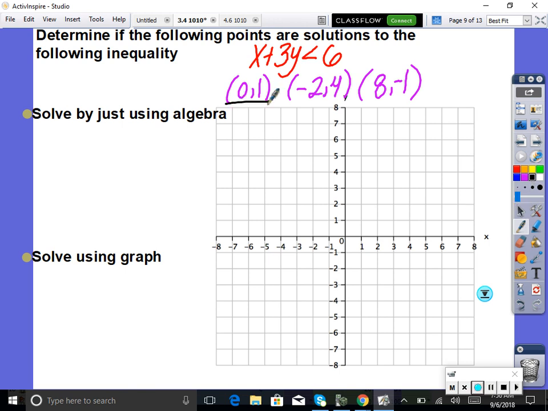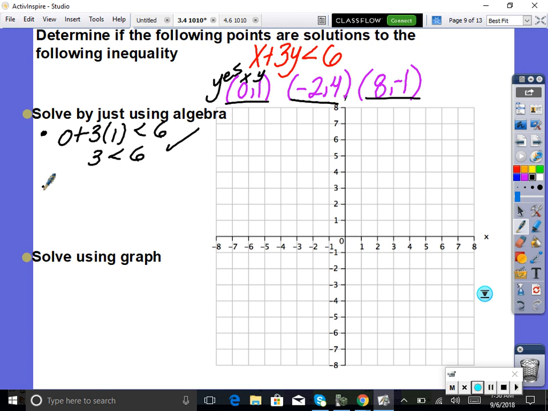So look at how we could use algebra. It wants to know, is this point in the solution set? So let's use algebra. Look, these are x, y points. Let's start with this first point. Let's plug in x, y, and see if it's a true statement. So plugging in x and y, that would be 0 plus 3 times 1. Is that less than 6? Is 3 less than 6? Yes. So this one is in, if you were to graph it, it would be in the solution set.